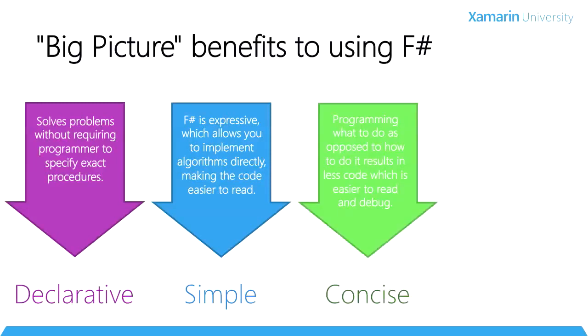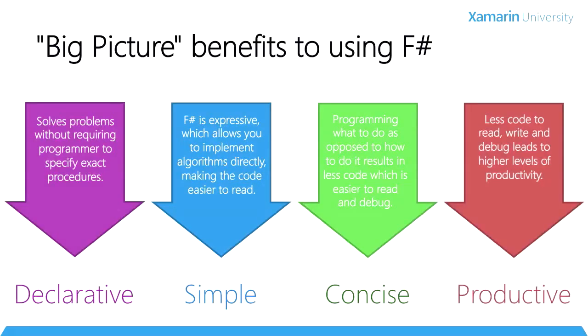F# is also very concise. We don't use a lot of the language placeholders that you find in C#, and much of the boilerplate code that you end up writing to create custom types and algorithms are unnecessary in F#. Finally, as a result of all these, F# tends to be very productive. And this is the main reason so many programmers learn F# and never go back. They can get so much more accomplished in the same amount of time.